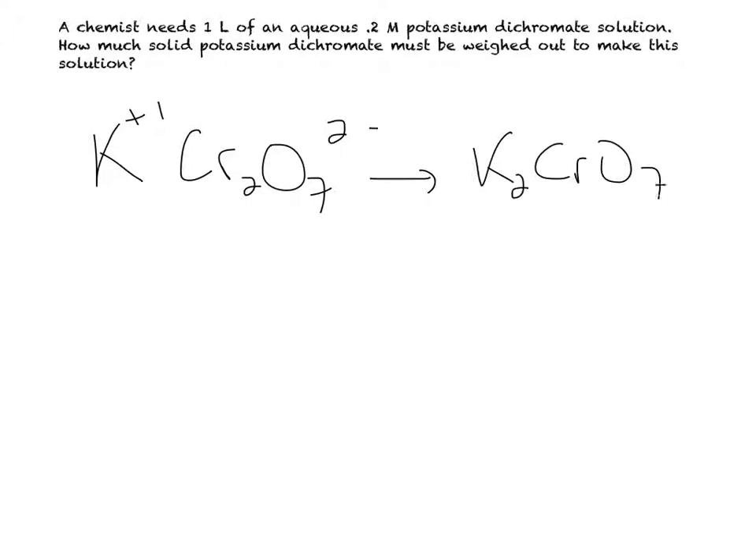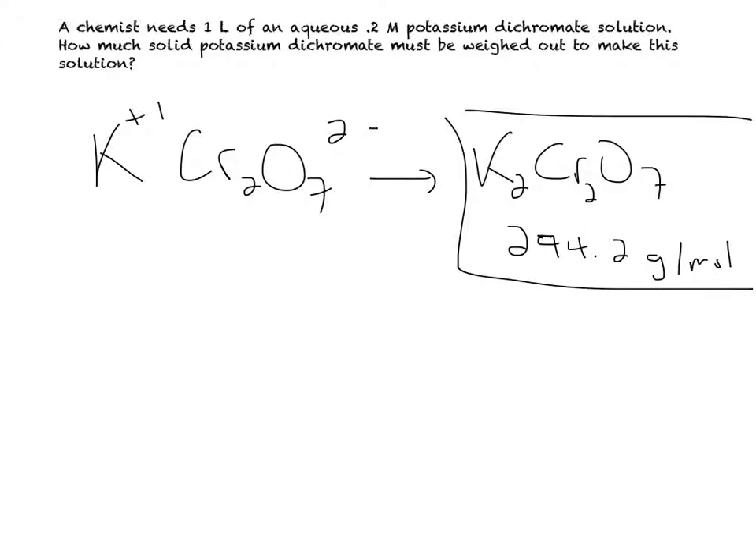Well, again, the first thing we need to do is figure out the formula of potassium dichromate. So we know it's potassium. We can look on our ion list and see dichromate is Cr2O7, and it's a 2- charge. Potassium, from looking on the periodic table, is a +1. So the formula of potassium dichromate is K2Cr2O7. So we can calculate the molar mass of potassium dichromate, and it comes out to 294.2 grams per mole. So we'll need this information to do this problem.